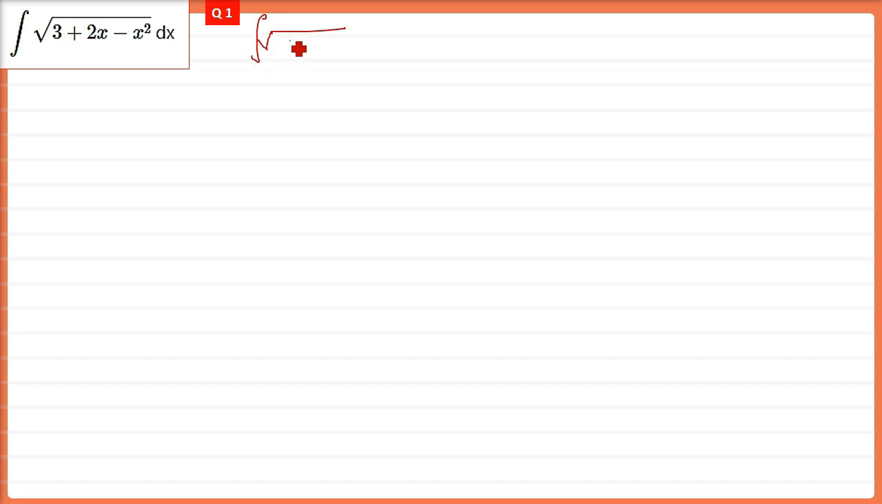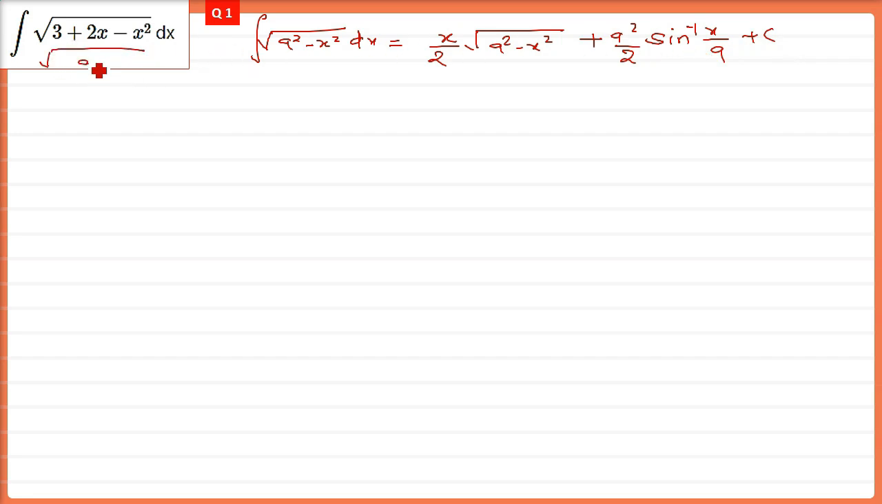So the integral of under root a square minus x square, the proof of which was explained to you earlier, is x by 2 under root a square minus x square plus a square by 2 sine inverse x by a, plus a constant of integration. Now we need to make it a square minus x square so that we can apply this formula.